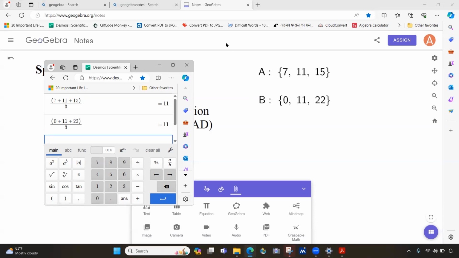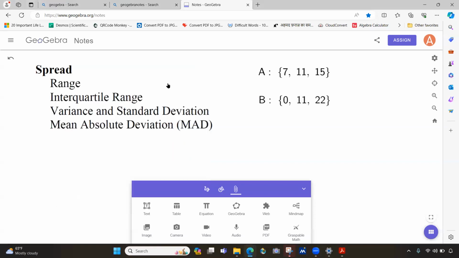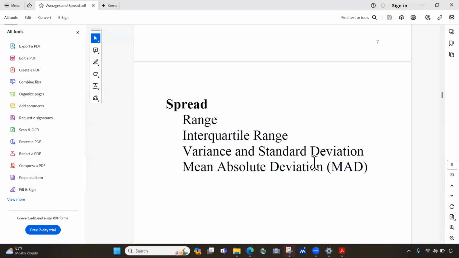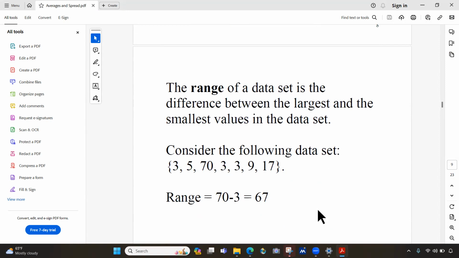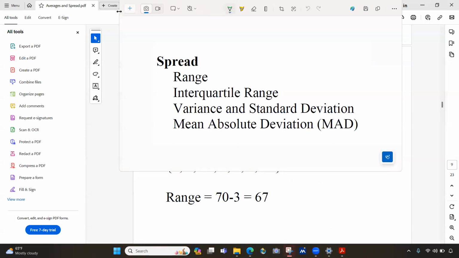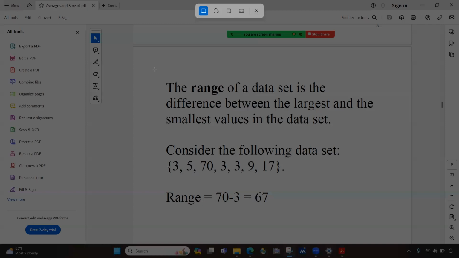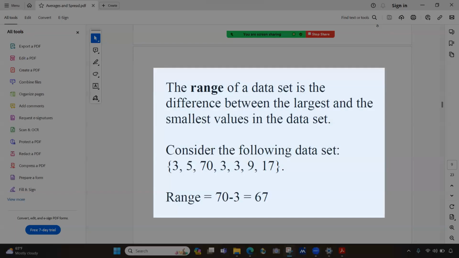So people calculate the spread of data sets. It's called measures of spread, and it can be measured using range, which is a very simple concept, interquartile range, variance, and standard deviation. So we'll work on some of those ideas. Range, a very basic concept, and I'll be happy to go over it.